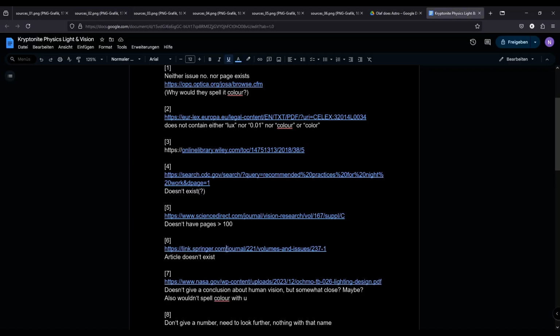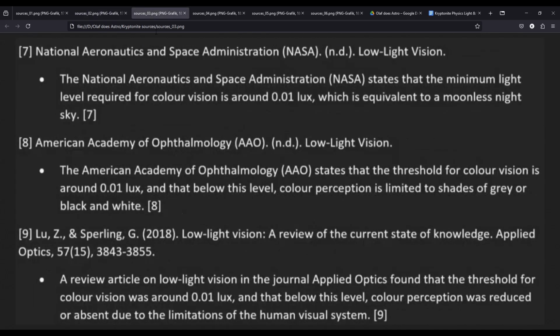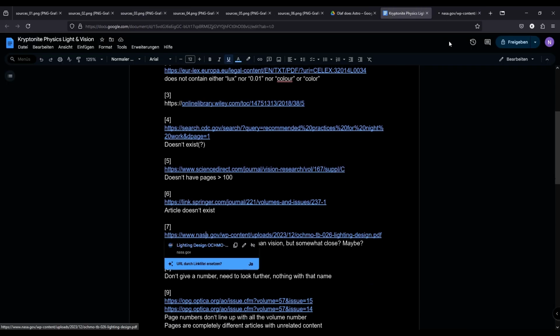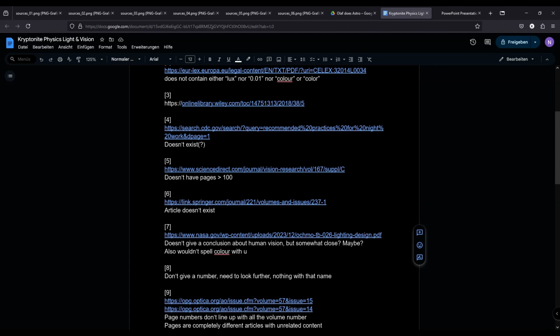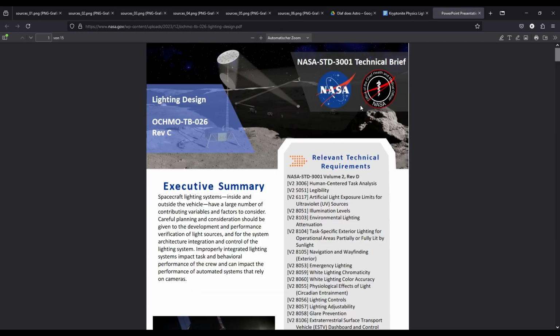I wrote in my notes here: the article doesn't exist. The page numbers don't line up. Next set of citations. NASA apparently has made statements about low light vision. Also, do you notice a pattern here? They spell color with a U. NASA, the American Space Administration Agency, spells color with a U. I find that highly unlikely.